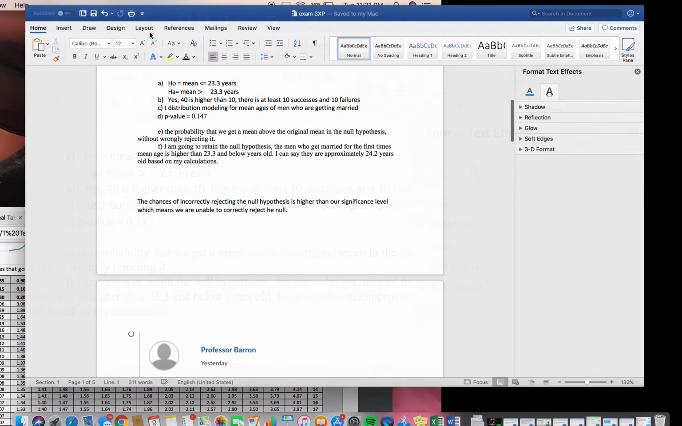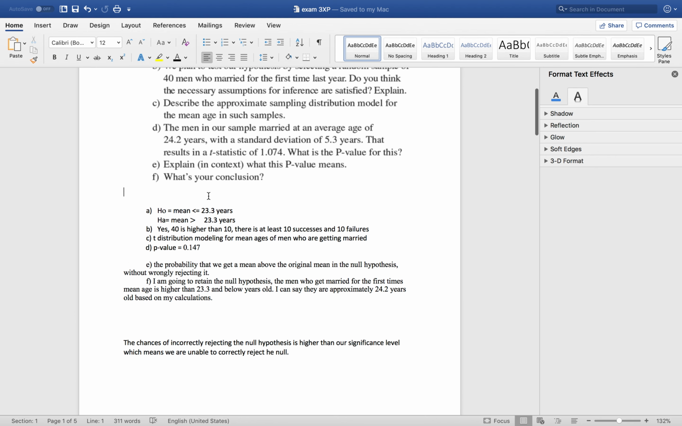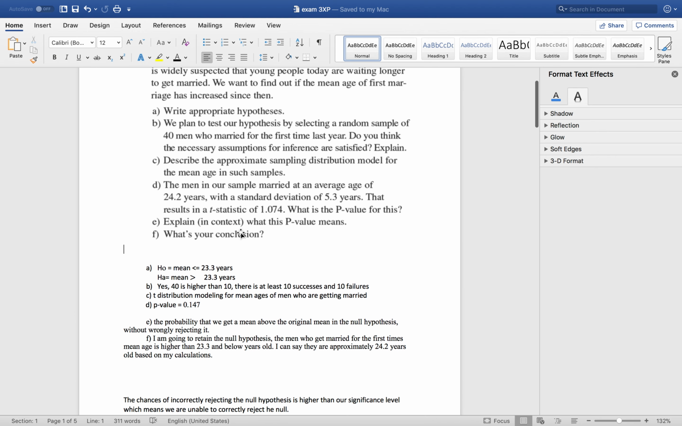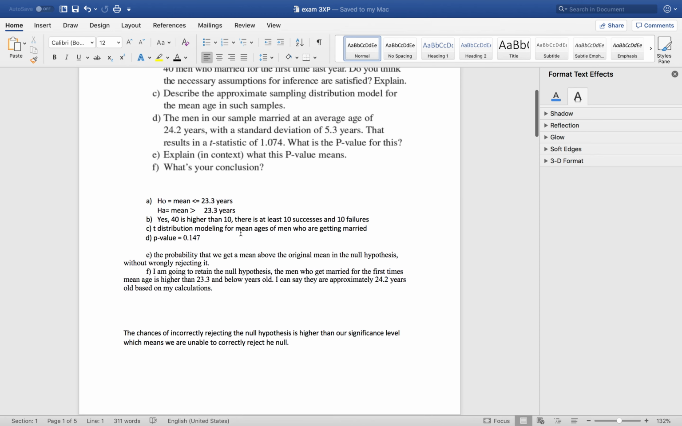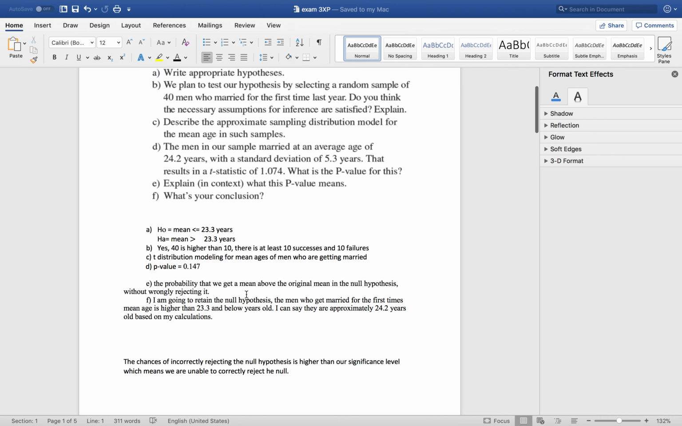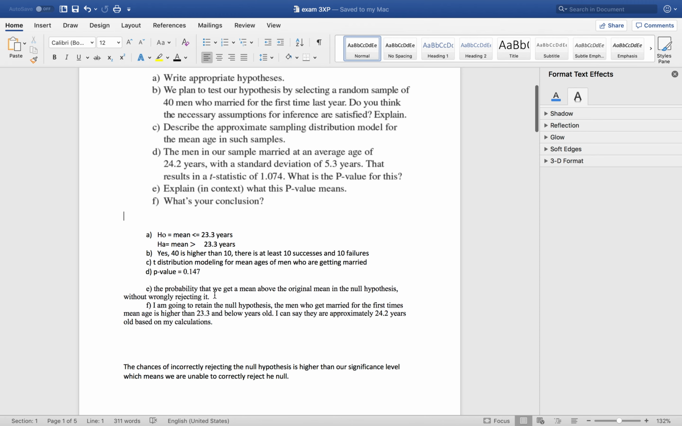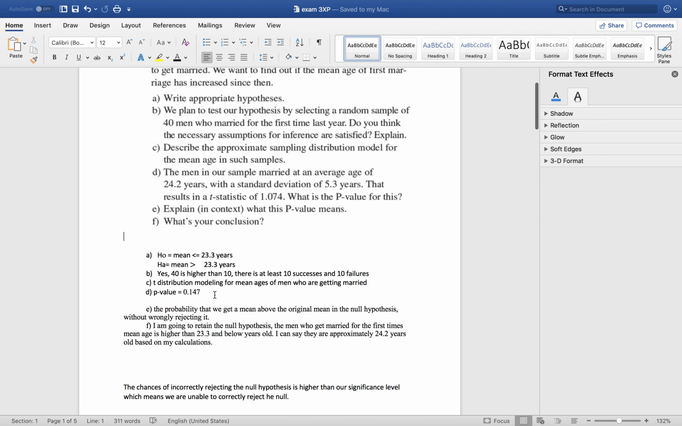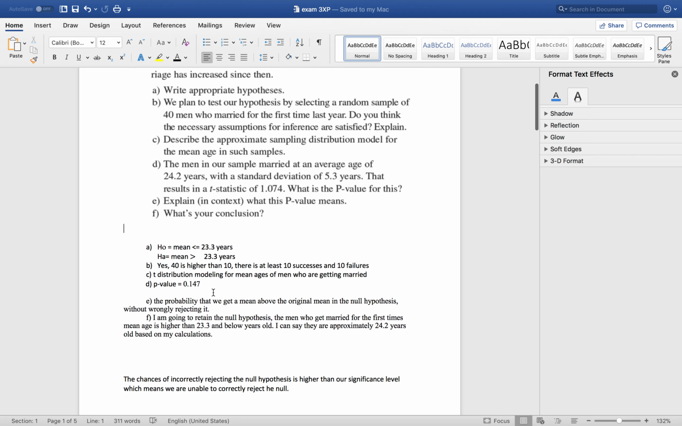Okay, so going back to this. For E, explain in context what this p-value means. For E, it is the probability that we get a mean above the original mean in the null hypothesis without wrongly rejecting it. So basically, in other words, if we get a mean above the null hypothesis, it's the percent of us not wrongly rejecting it.